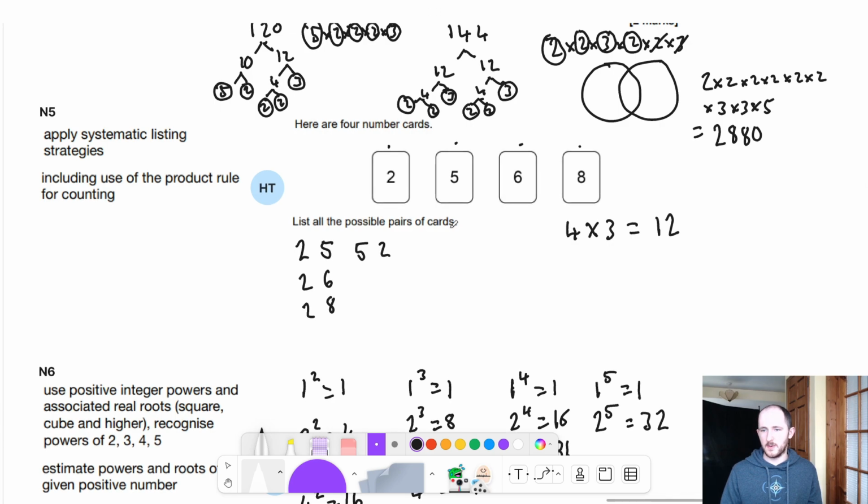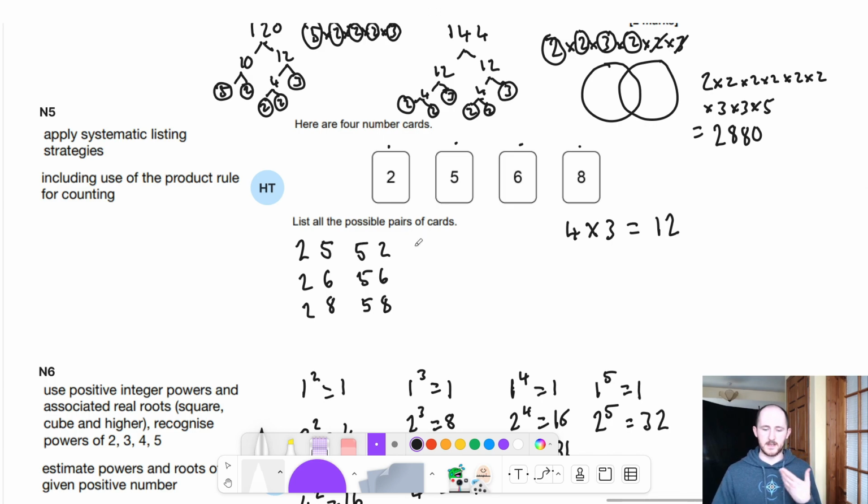5 can match with 2, 5 can match with 6, 5 can match with 8. Now you're probably going to ask a very good question. Isn't 2 and 5 and 5 and 2 the same thing? Well, yes, but the only time you'll be expected to make that distinction is if it says list all of the possible unique pairs of cards. Unique meaning that they're different every single time.